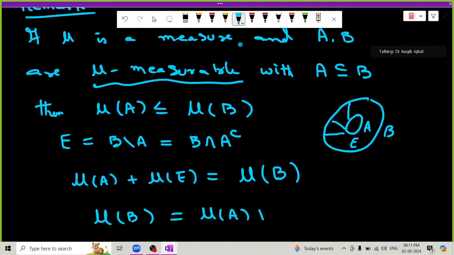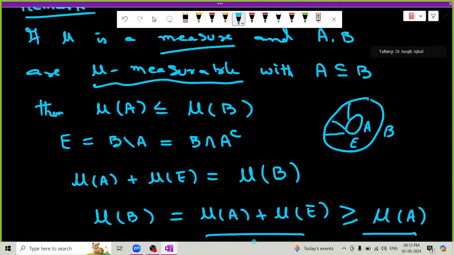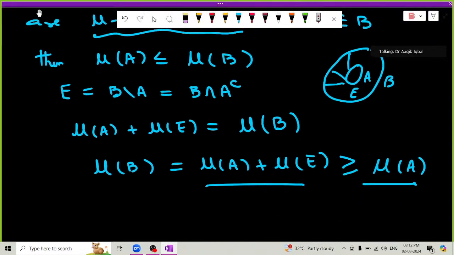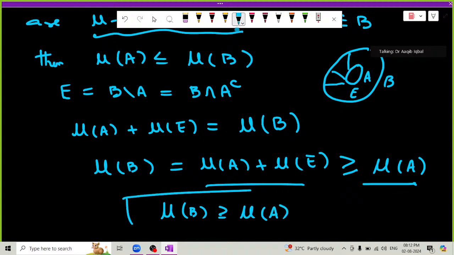मैं इसी को वापस लिख रहा हूँ, plus mu of E. Right. Now mu in this case is a measure. Measure is non-negative. So therefore this being mu of A plus mu of E, this will be greater or equal to mu of A. Right? If you compare this and this, the relation is this will be greater than mu of A, because mu is a measure, so mu of E will be greater or equal to 0. So that is the reason mu A plus mu E is greater or equal to mu A. Mu A plus mu E is mu B, so that means we get mu of B is greater or equal to mu of A. And this is the monotonicity, right?